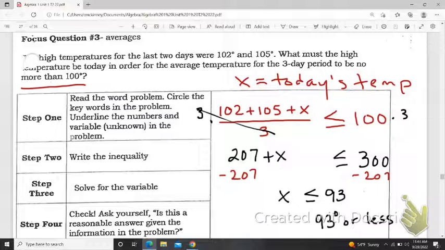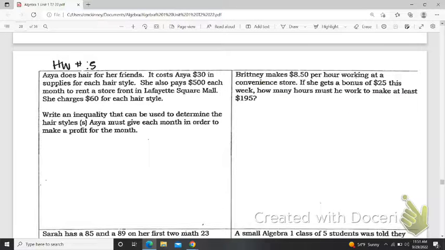All right, so next up. Okay, for this page, it does say homework number 5 at the top. And so I'm going to help you get these set up. And then after they're set up, the expectation would be that you would finish solving them.